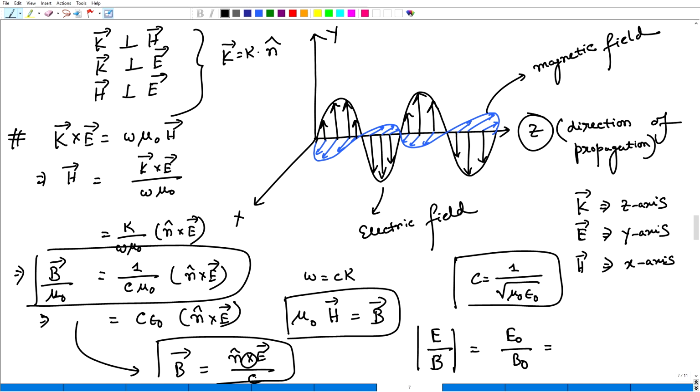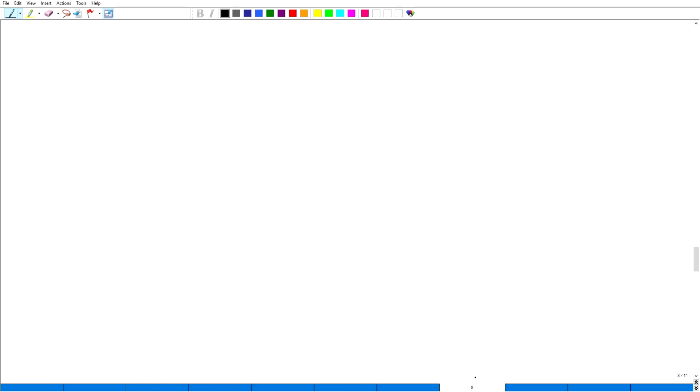So, here we can see that the magnetic field is much weaker than the electric field, because there is a c, and we know the value of c is around 3 into 10 to the power 8. So, this is actually c. This is a very important relation, that the electric field is c times stronger than the magnetic field. Okay. So, this part is clear.